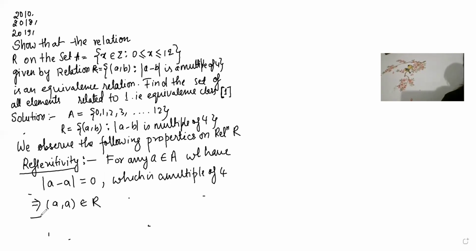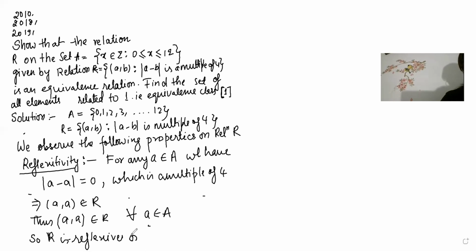Thus (a, a) belongs to R for all a belonging to A. So R is reflexive on A. One very important part we have finished, that R is reflexive on A. Now let's see the next part of it.